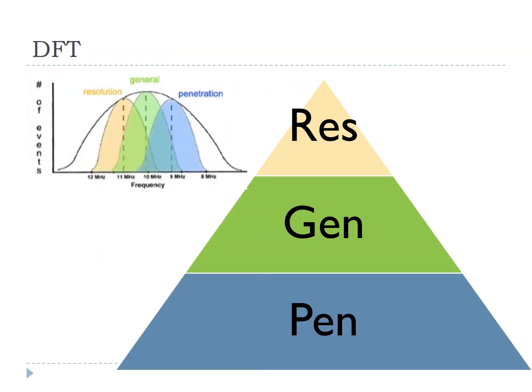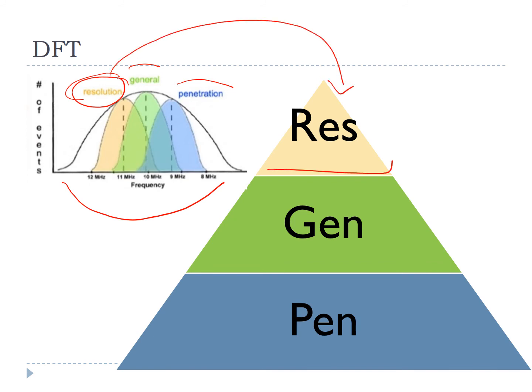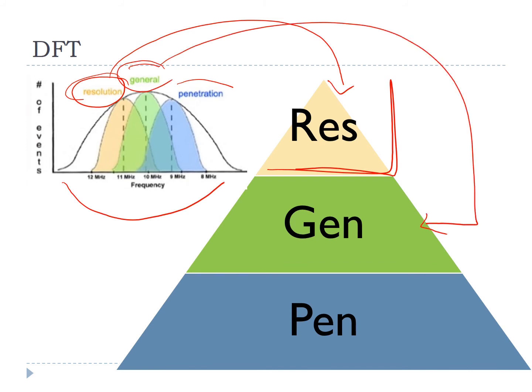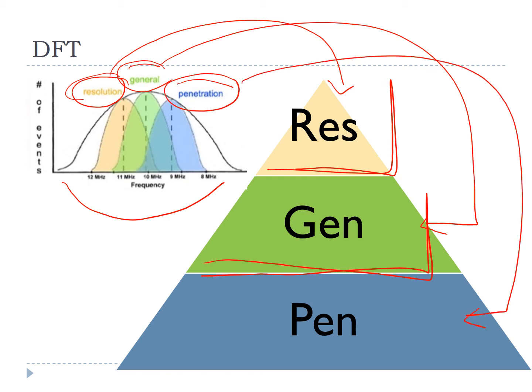So again, a little bit more about dynamic frequency tuning. We have our bandwidth here showing us resolution, general, and penetration portions of frequencies that our transducer can operate at. When we use dynamic frequency tuning, the resolution part is used to image that first part of the image. The general frequency is then used to image the second part of the image, and penetration is used for the deepest part of the image. It's really utilizing what each frequency is really good at.